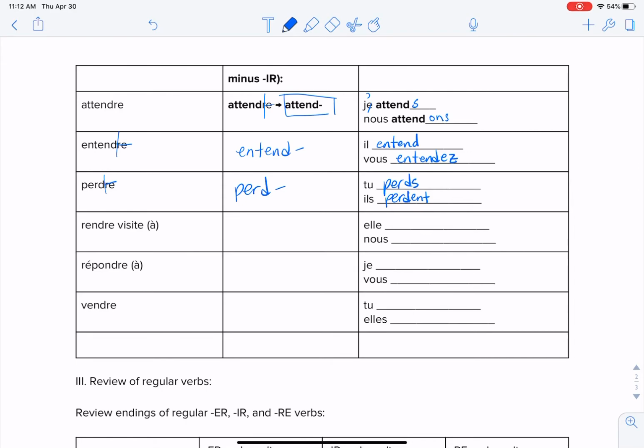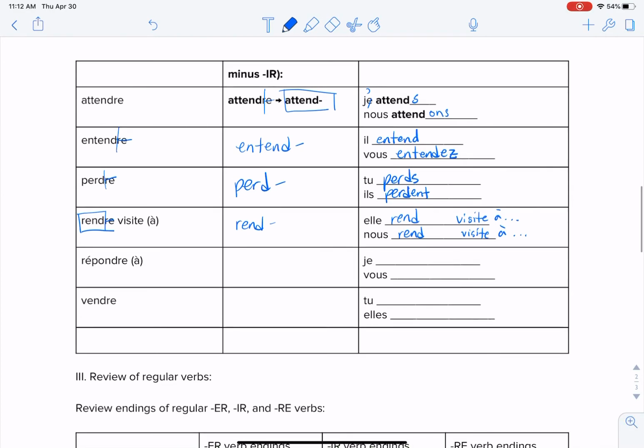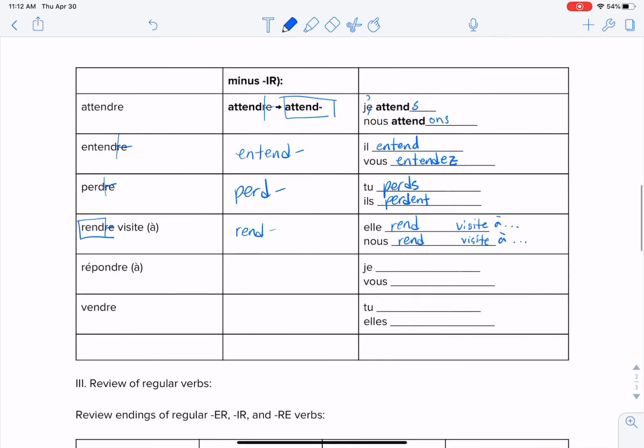Rendre visite. Remember, this is my verb, not visite. So I take off the RE. Here's my stem. So elle rend. Nous. Stem. And visite à. Elle. No ending on that one. It stays as is. So, elle rend visite à une copine. She visits a friend. Nous, ending is ONS. Nous rendons visite à notre grand-mère. We visit our grandma.